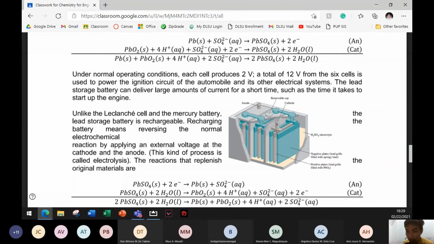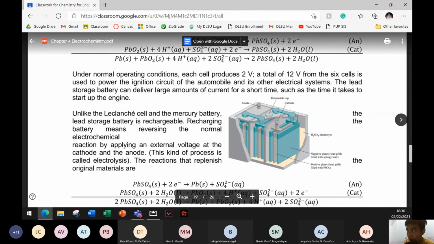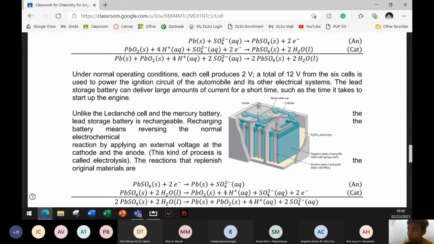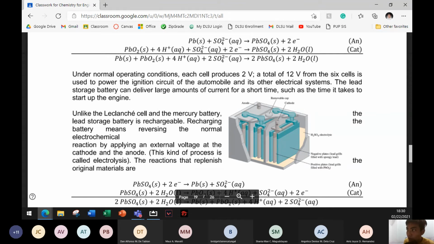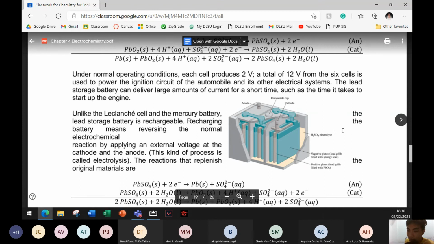Okay, so pwede pa lumaki yan. Damihan mo lang yung cell. When I say cell, yun yung compartments, no? Pwede mo kasi palakihin pa yung compartment nito. So 2 volts each yon. So i-multiply mo na lang kung ilang compartment meron dyan. Okay? So ito, yung ating baterya ng sasakyan. So ano meron doon? May lead grills ka and you have your sulfuric acid solution. When they came into contact, pwede sila mag-redox reaction, giving electricity.